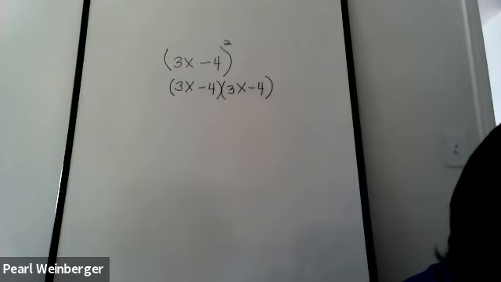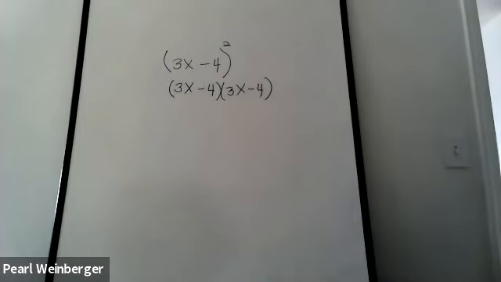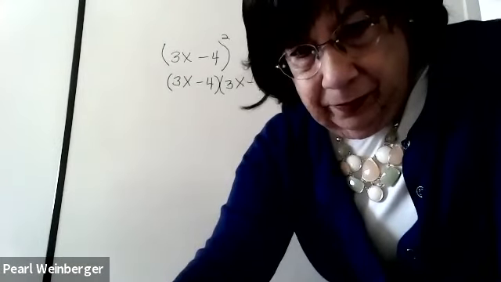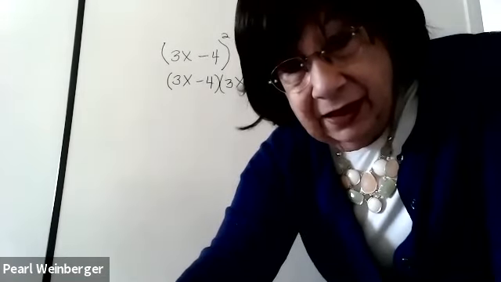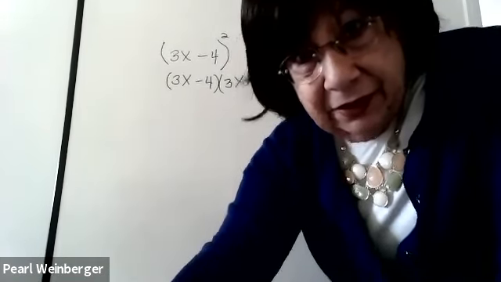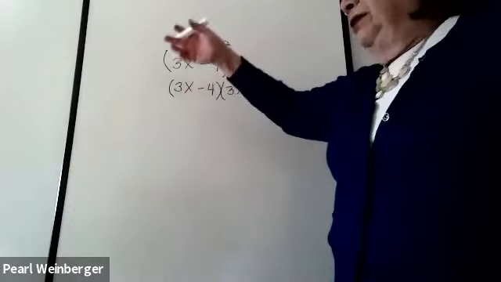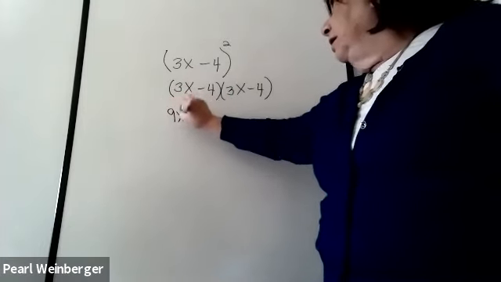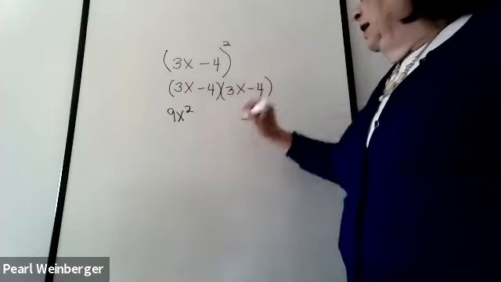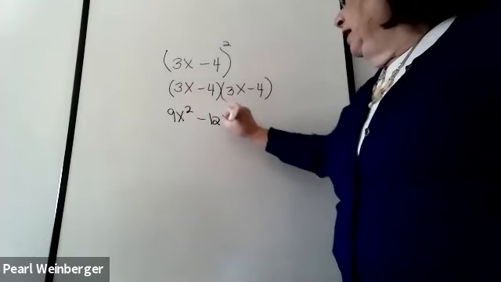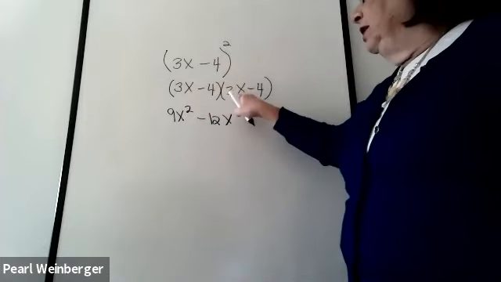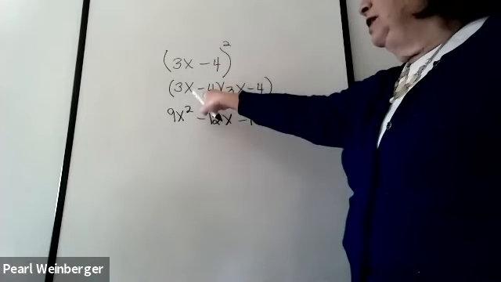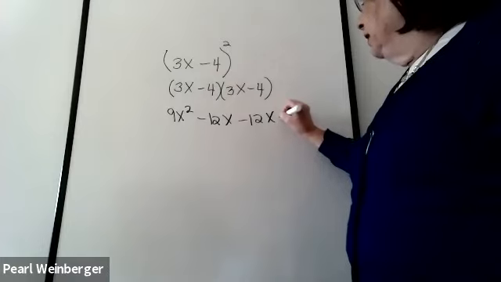Okay, great. I see some people have come up with the answer. So let's just do it. Doing, again, I'm going to call it FOIL first. 3x times 3x is 9x squared. Outer is 3x times -4, which is -12x. Inner is -4 times 3x, which is another -12x. And finally, last, -4 times -4 is +16.